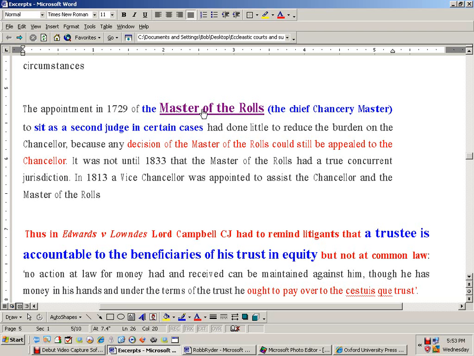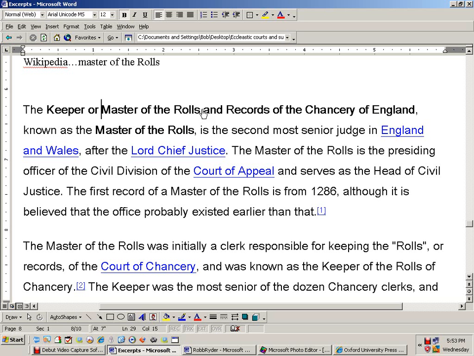And we're just going to quickly go down to the Keeper of the Rolls and Records of the Chancery of England, known as the Master of the Rolls, second most senior judge in England and Wales, after the Lord Chief Justice. The Master of the Rolls is presiding officer in the civil division of the Court of Appeal, right?